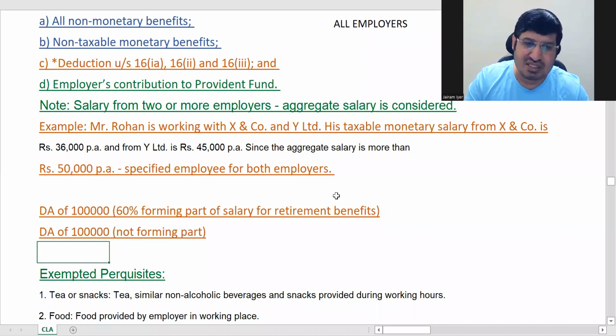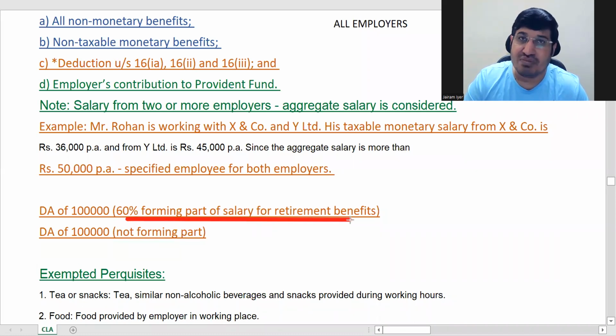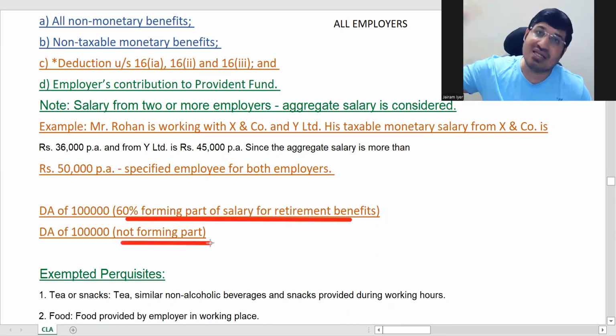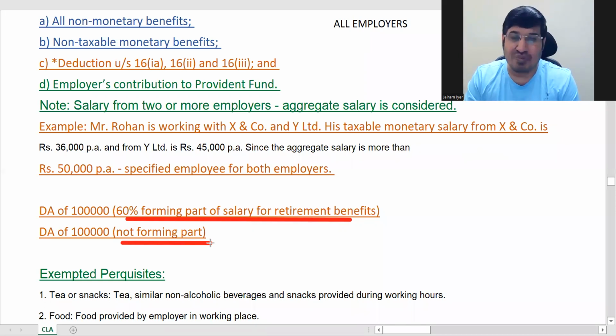Okay, so now this here in the bracket, whatever we have seen, forming part or not forming part, whenever you need to compute the meaning of salary, for various allowances, perquisites, wherever you need to compute the meaning of salary, you have to take only what is forming part of salary. Then you will take 60% of this. For computing some other thing, you will take this 60%, or if it says not forming part, you won't take it.